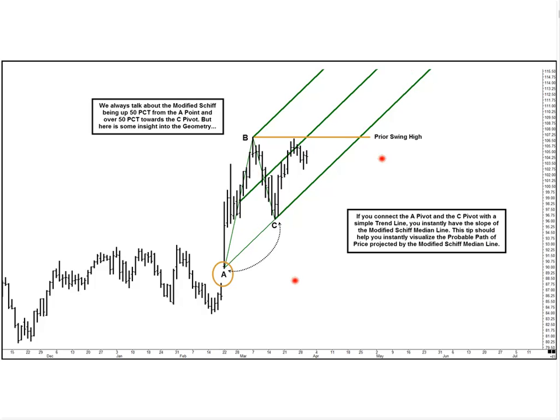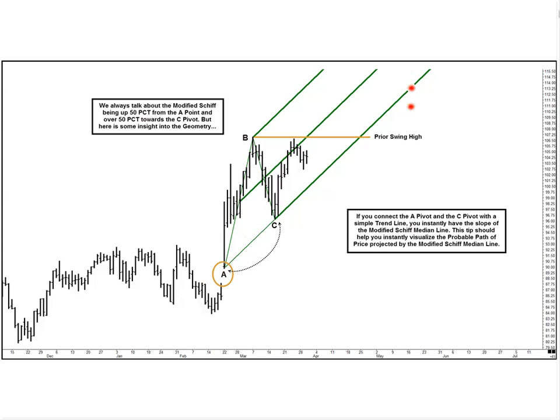But here's what really caught his eye. Before you even draw this modified Schiff, if you watch during the premium sessions or watch me draw here, you'll wonder how I can see median lines and modified Schiffs in my head and know which one to draw so quickly. It's because to find the slope of a modified Schiff median line, all you have to do is connect the A to the C and project it forward. You don't have to go up 50%, over 50%, bisect the BC, connect it. You don't have to do any of that. You literally connect the A to the C and project it out.